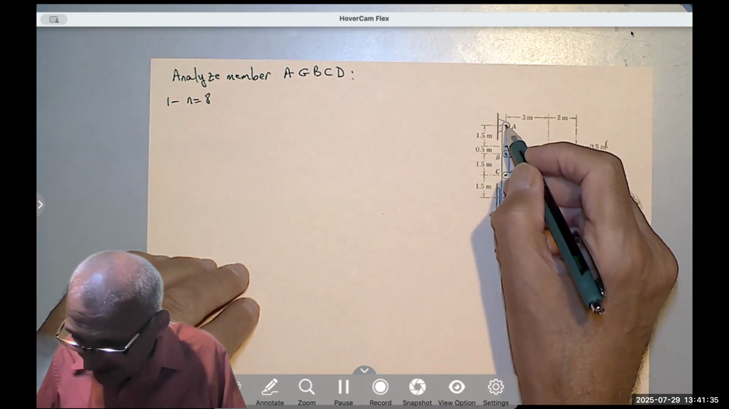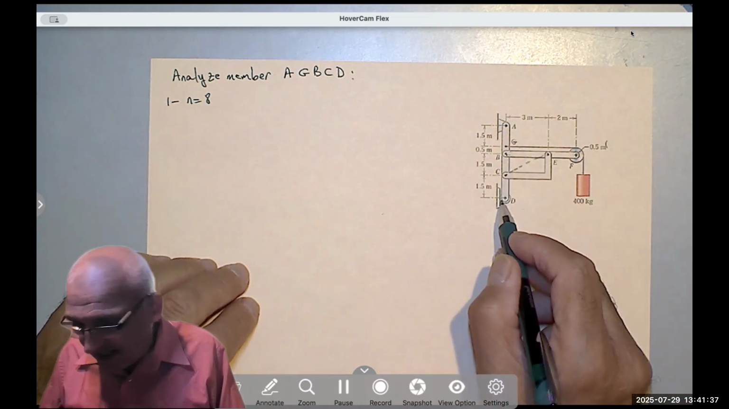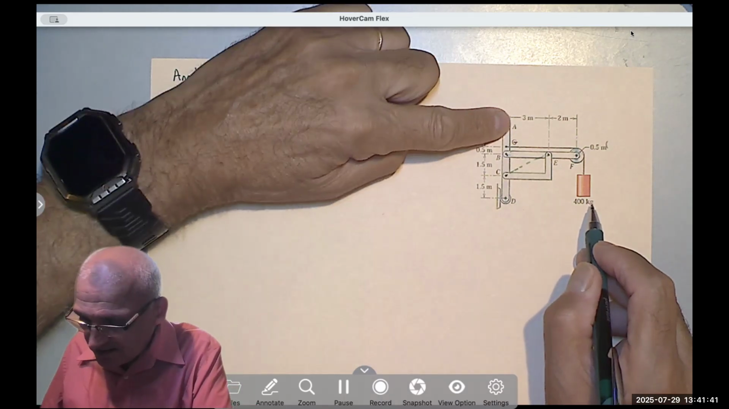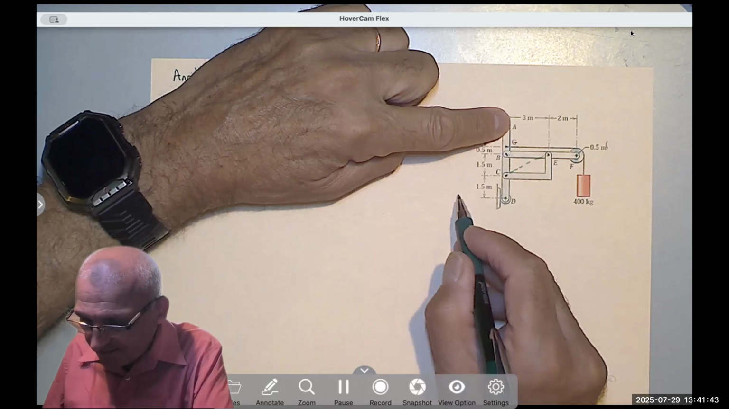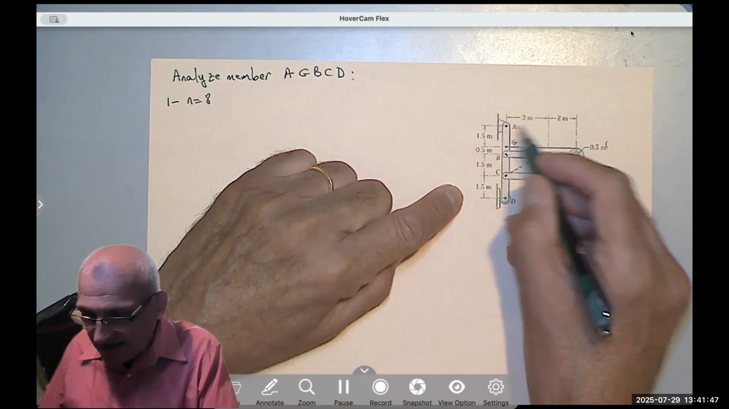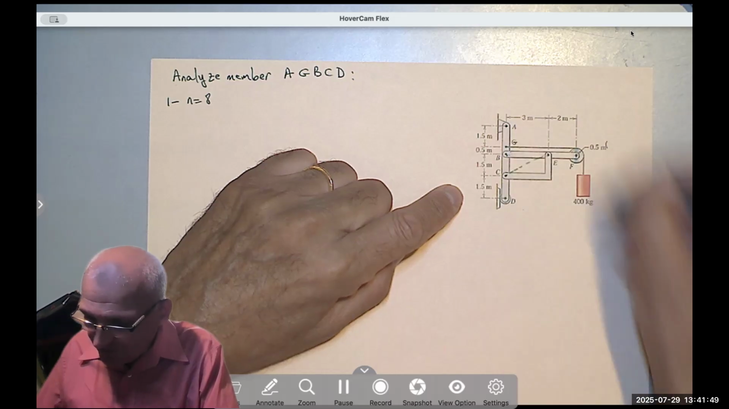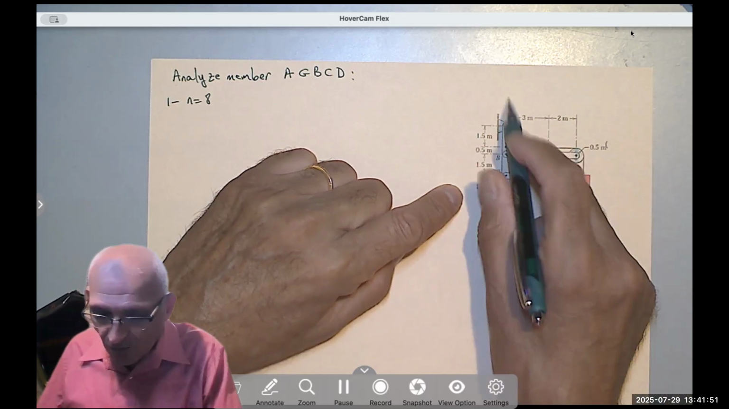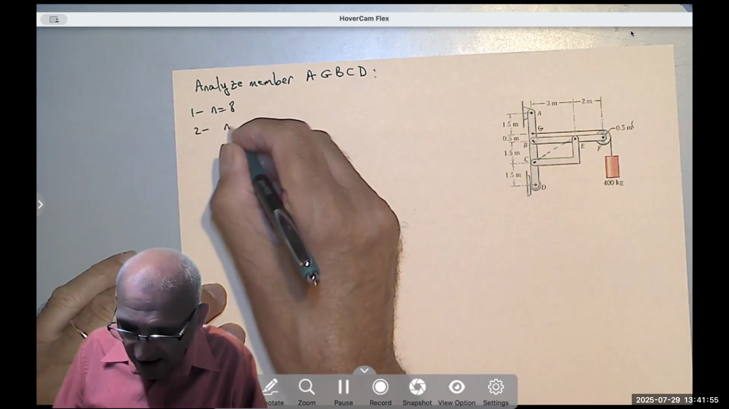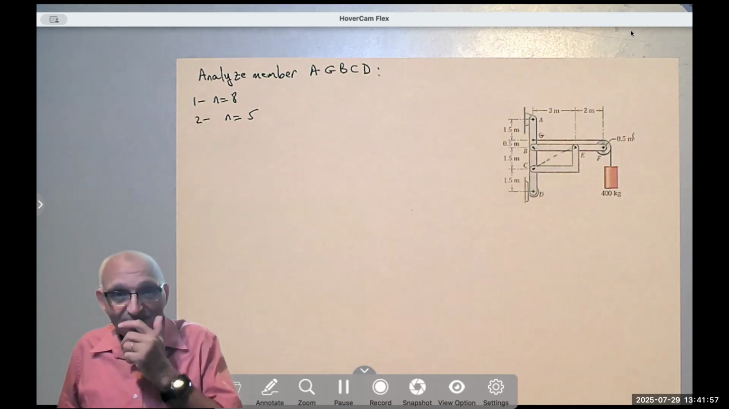I have AX, AY, and DX. Okay? So if I take the moment here, I can find DX. Sum of the forces in the X equals 0, I get AX. And sum of the forces in the Y equals 0, I get AY. So I can find 3 of them. So step number 2, N became 5.